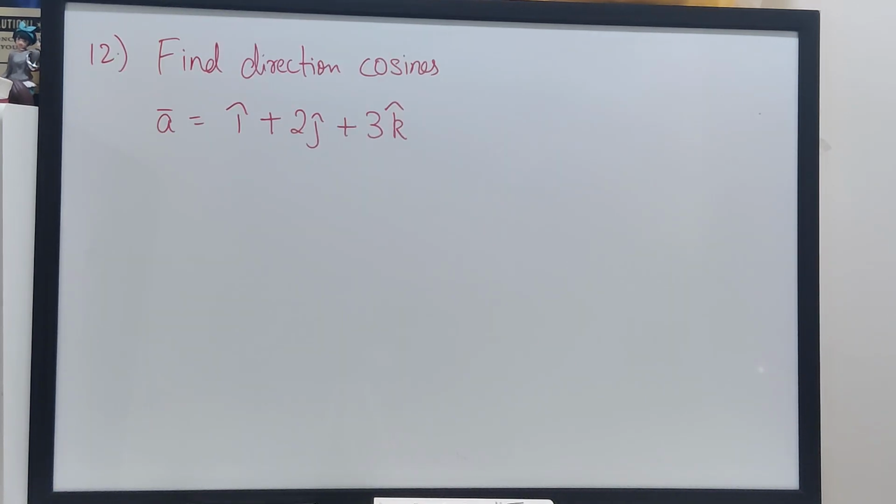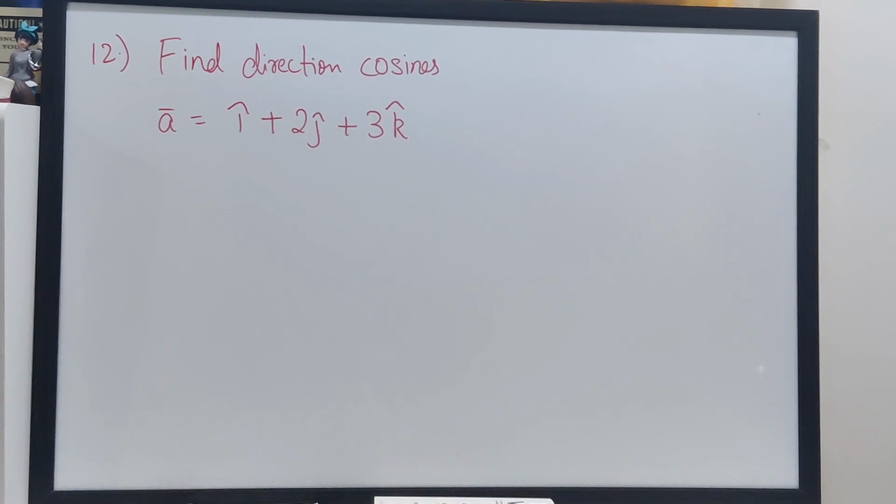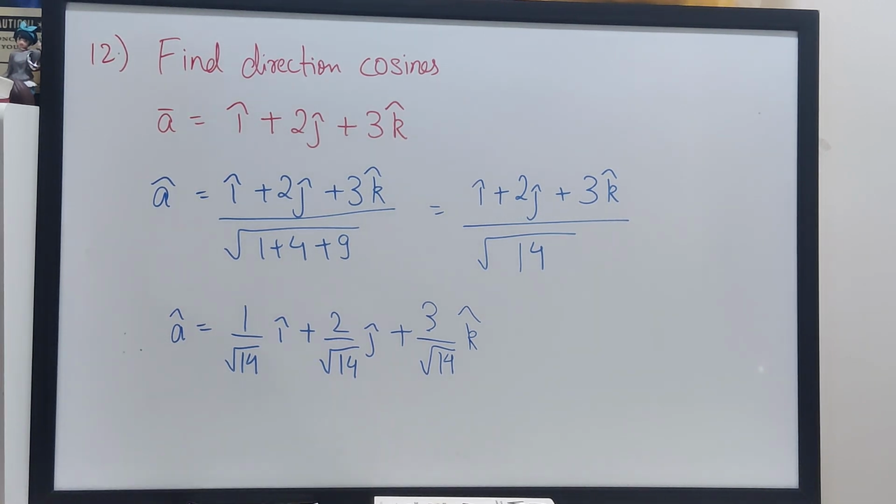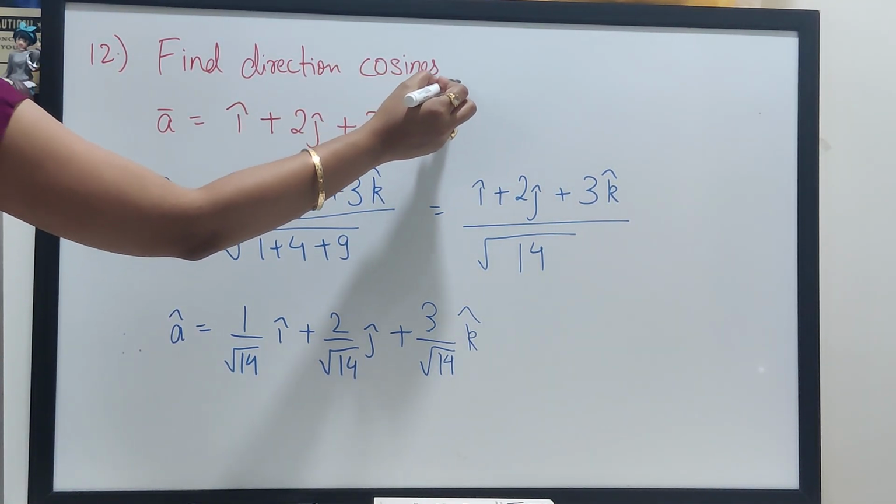Next question, find the direction cosines of A. So simply divide it by the magnitude. So first calculate A cap, which means the unit vector. And how do you calculate that? You divide the vector by its magnitude.